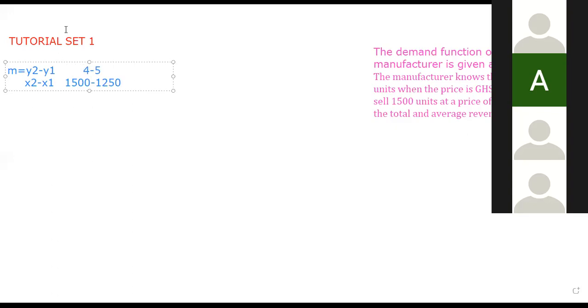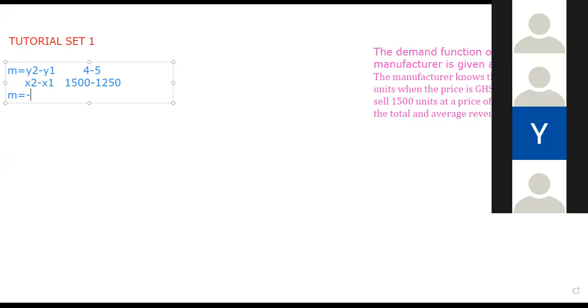5,000. Yes. So what do you get? Negative one over, one over what? 4... 250. So just take it to decimals: -0.004. So that is our M.